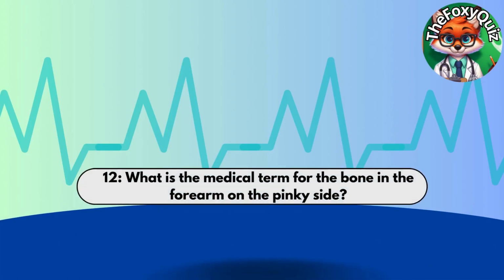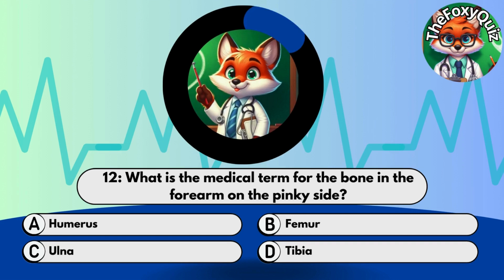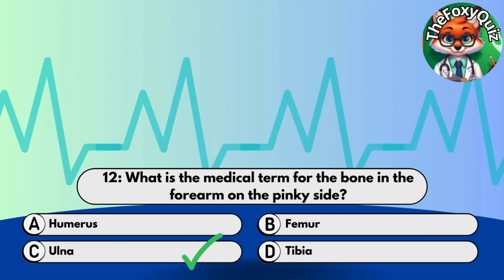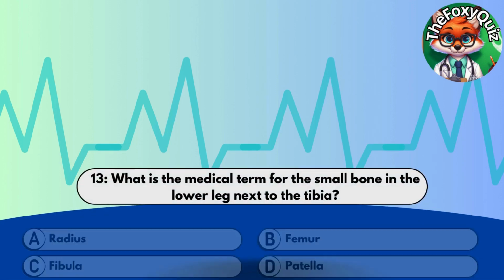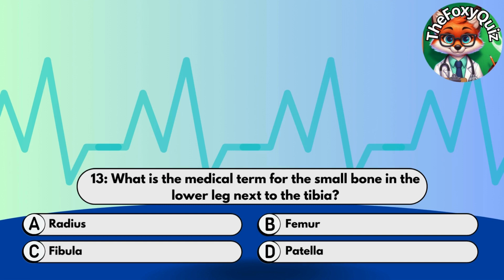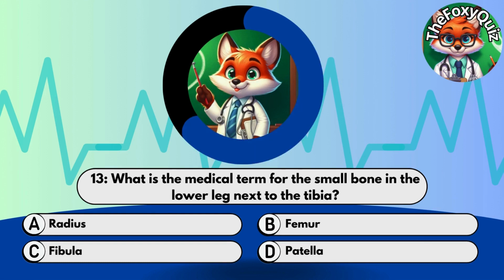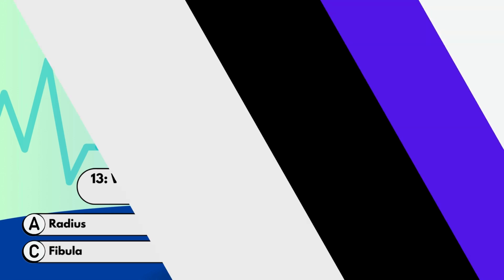Question 12. What is the medical term for the bone in the forearm on the pinky side? Select your answer: A, B, C, or D? Answer: C, ulna. Question 13. What is the medical term for the small bone in the lower leg next to the tibia? Your decision? A, B, C, or D? Answer: C, fibula.